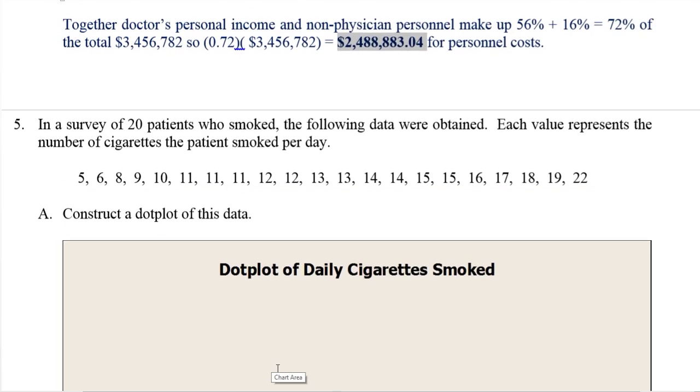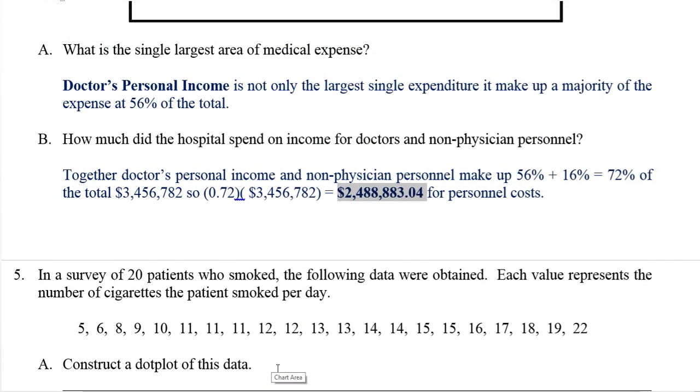Okay, let's do another one here. In a survey of 20 patients who smoked, the following data were obtained. Each value represents the number of cigarettes the patient smoked per day. Okay. Make a dot plot of this data. Press pause. Come back when you finished.